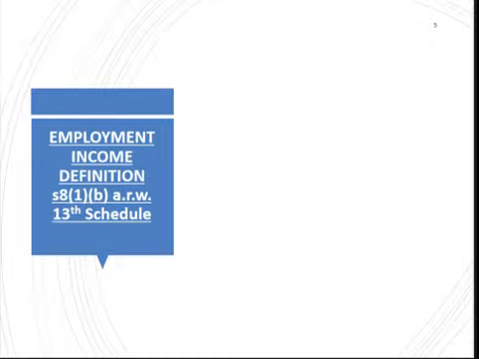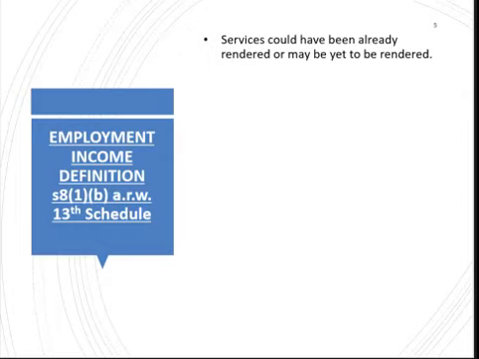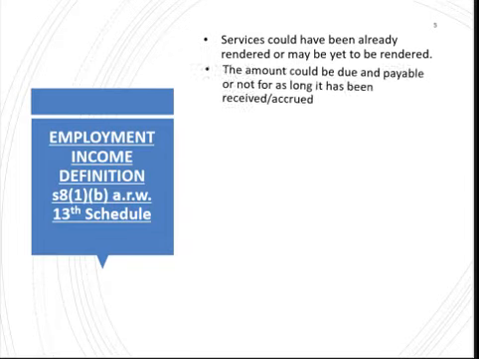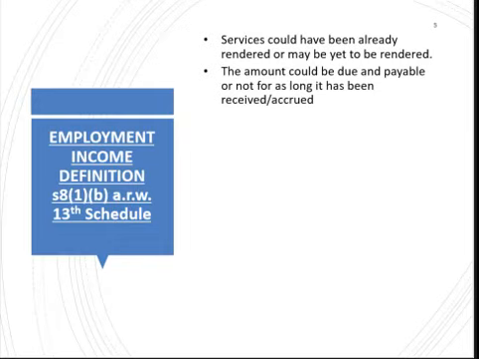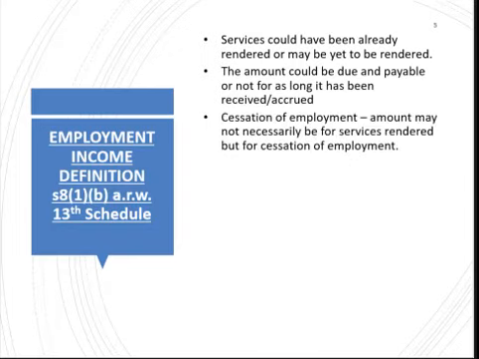This can be found, as I said, in Section 81B as well as the 13th Schedule. So what does Section 81B talk about? It talks about services that could have been rendered or may yet be rendered by any individual. It also talks about amounts. The amount that will be included in a person's employment income will need to be received or accrued, not necessarily due and payable. Third, it also talks about any amounts that are earned from the cessation of employment, which should also be included in one's employment income.